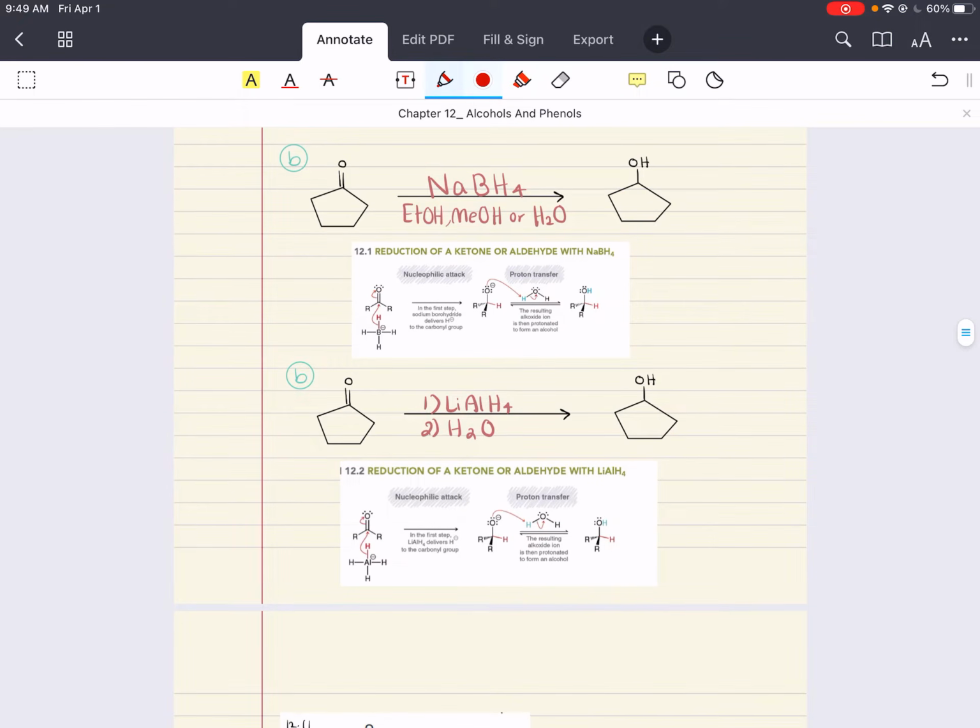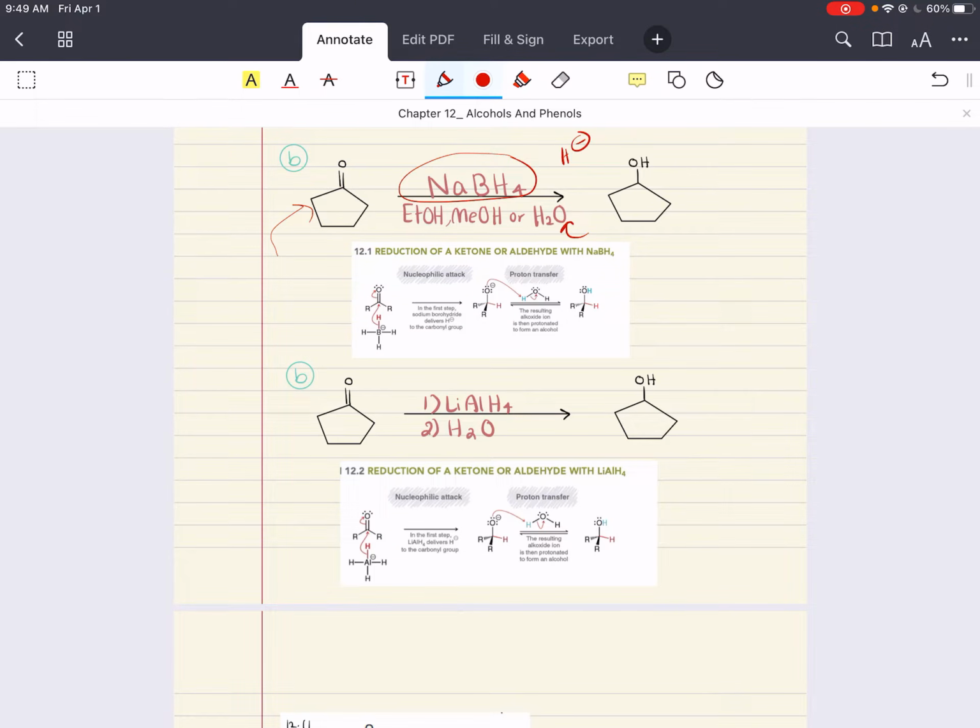Something else that can be used as a reducing agent is sodium borohydride. Sodium borohydride is a common reducing agent that can be used on ketones or aldehydes. It functions as a source of hydride, and the solvent functions as a source of hydrogen.